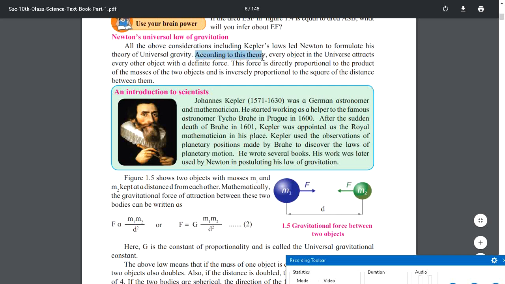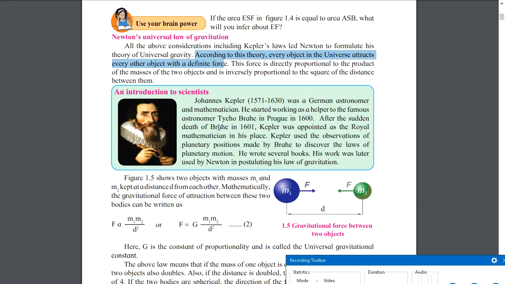According to this theory, and this is a very important line, every object in the universe attracts every other object. Even if you are sitting on a chair, you are attracting the chair and the chair is attracting you. If you are using a table, you are attracting the table and the table is attracting you. And there is some definite amount of force. This force is directly proportional to the product of the masses of the two objects and is inversely proportional to the square of the distance between them. Let's understand this.